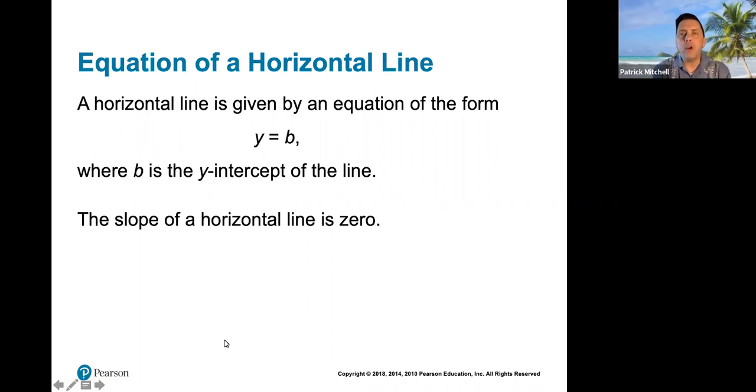That brings us to horizontal lines. A horizontal line is given by an equation of the form y equals b, where b is the y-intercept of the line. Remember that the slope of a horizontal line is 0. I'm hoping that every single thing we've talked about so far in this section is review.